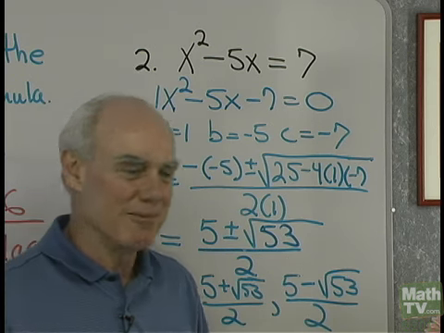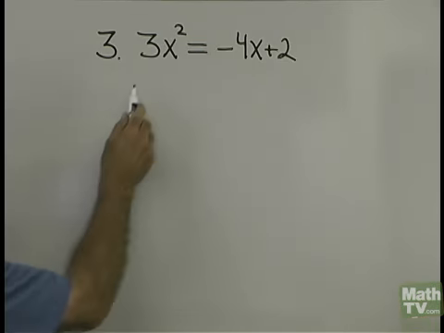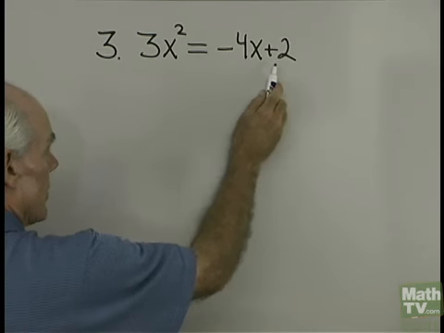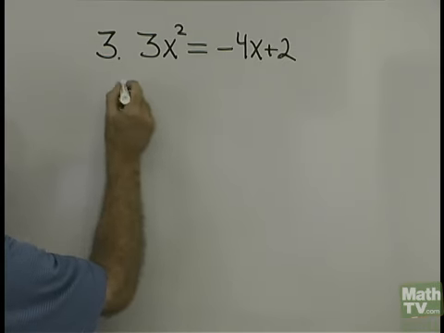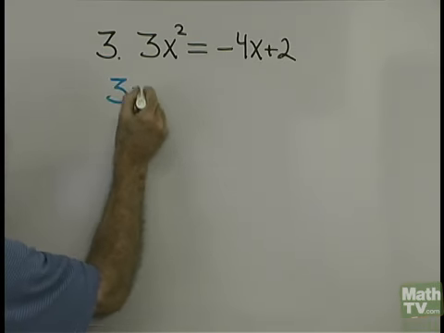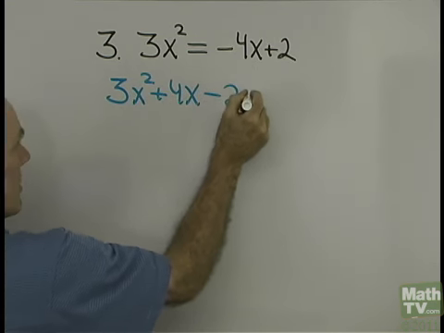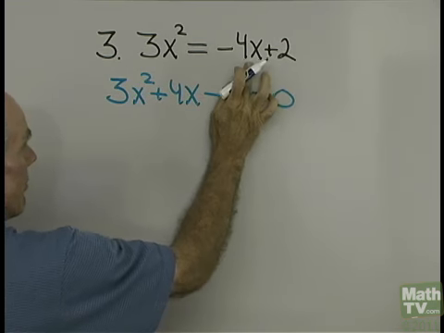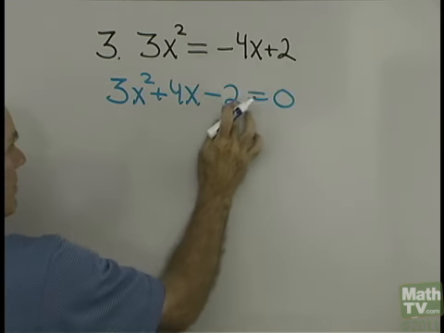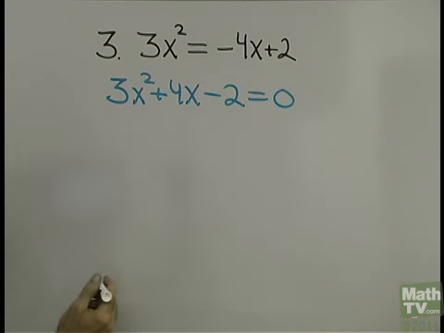Let's do one more problem. I have 3x squared equals negative 4x plus 2. Let's write it in standard form, as 3x squared plus 4x minus 2 equals 0. We add 4x to both sides, and we add negative 2 to both sides. We have our equation in standard form.